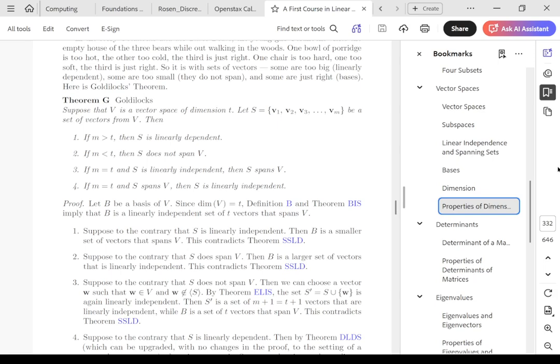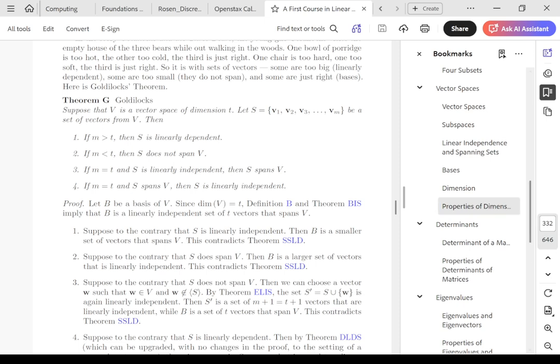If M is less than T, then S does not span V. And again, this states nothing about linear independence or dependence, right? We do not make a conclusion about that. We just know that it does not span V. Too small, all right? Or number one, too big. And now the third and fourth conditions are where we are just right. If M is equal to T and S is linearly independent, then S spans V. If M is equal to T and S spans V, then S is linearly independent.